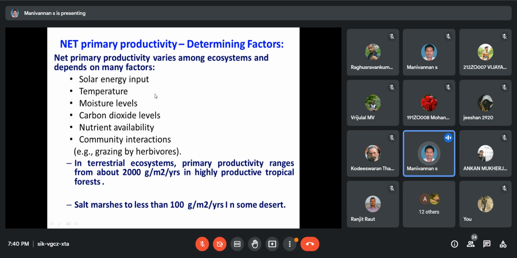Simply, it refers to the productivity at the consumer level. Primary productivity means production at the primary level. Secondary productivity is simply the productivity at the consumer level. Okay.